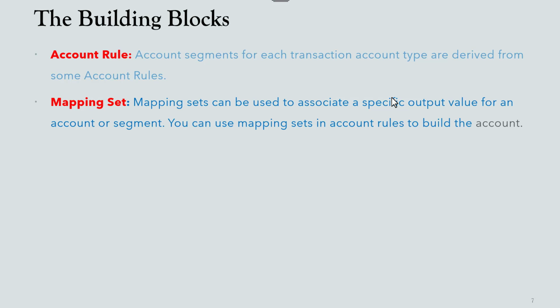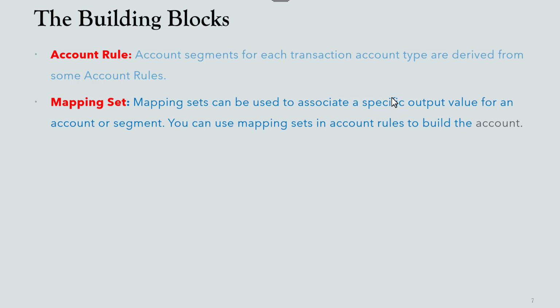To define mapping sets, pairs of values are specified for each input value. Specify a corresponding account combination or segment output value. One or more related pairs of these input values with the segment or account output values form a mapping set. Use value sets or lookup types for validating the input values of the mapping set.